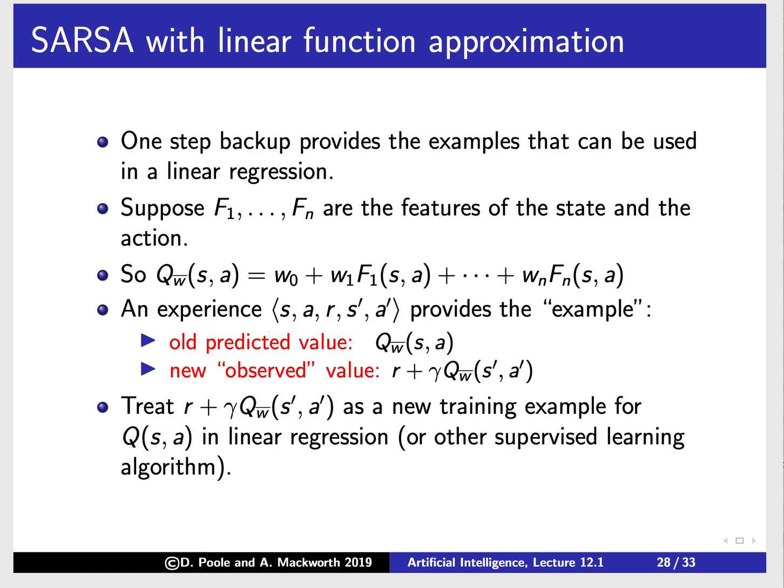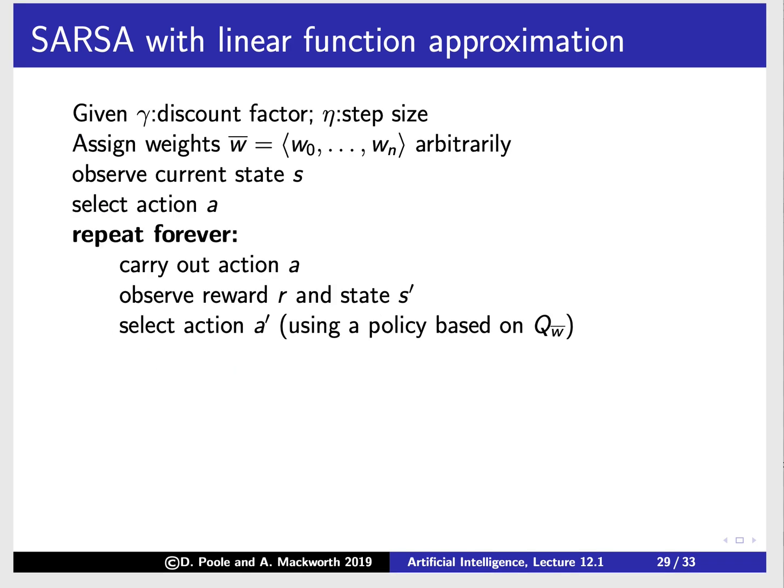Okay, so we're going to mix up basically linear regression with SARSA, and we get this algorithm. So here's the basic framework for SARSA. It's given a discount factor gamma and a step size. We're going to assign all the weights arbitrarily, so these are the weights of all the features. We're going to observe the current state. We're going to select action A, and we carry out action A. We're going to observe the reward and the future state, then we're going to select action A prime. So this is exactly the same loop as in SARSA.